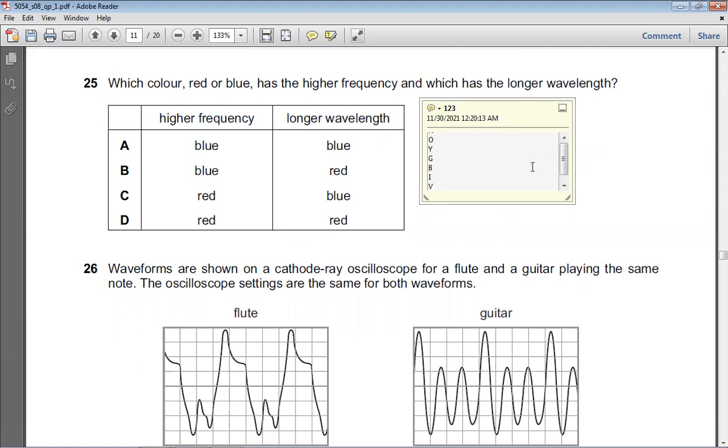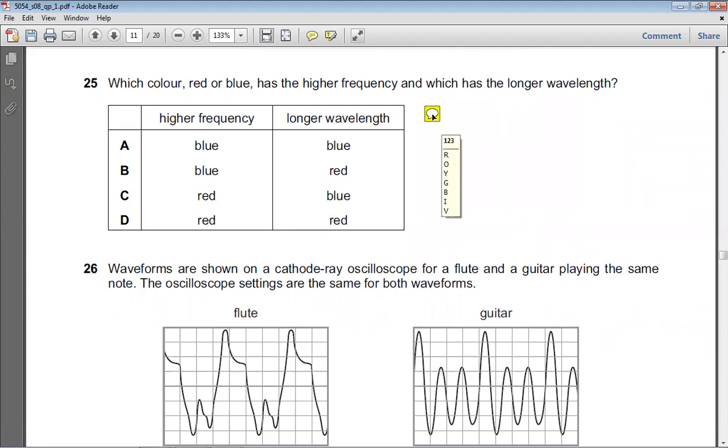Biv. So the code word is ROY G BIV. And as you go down in this list, the frequency will increase, and the wavelength will decrease. Red has the higher wavelength. So the blue will have higher frequency as compared to the red, and the longer wavelength will be of the red. So I think B looks the best option to me.